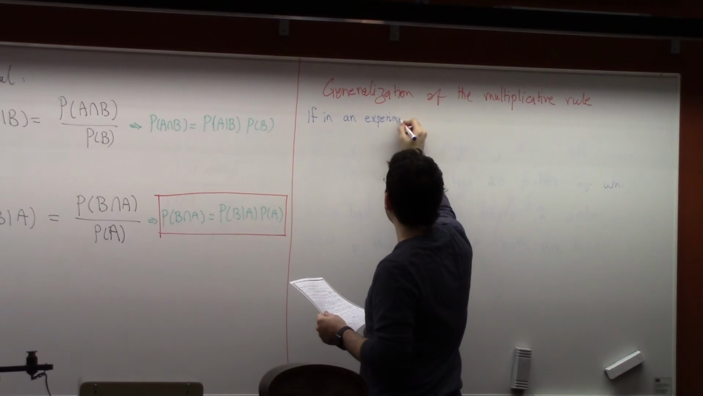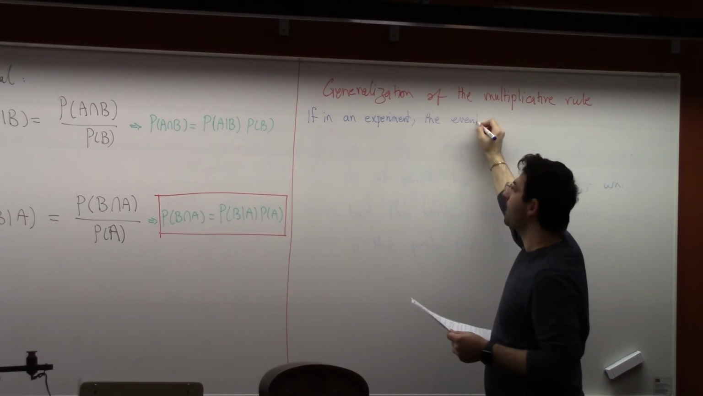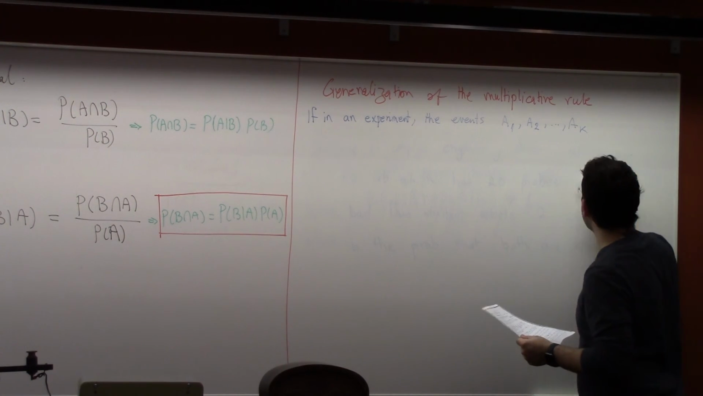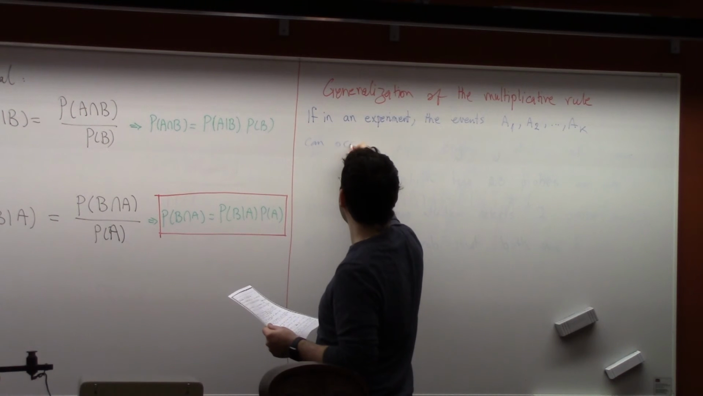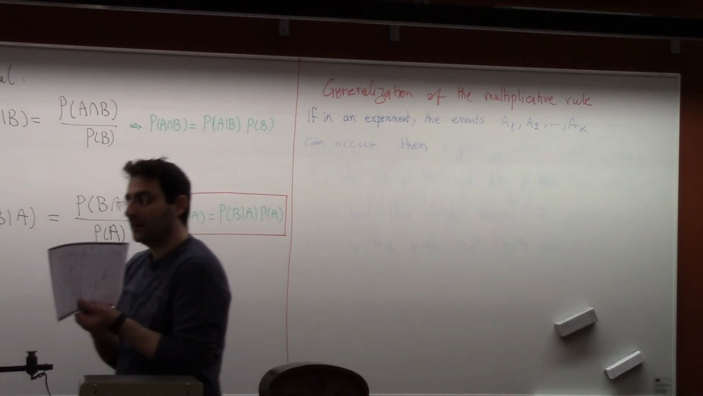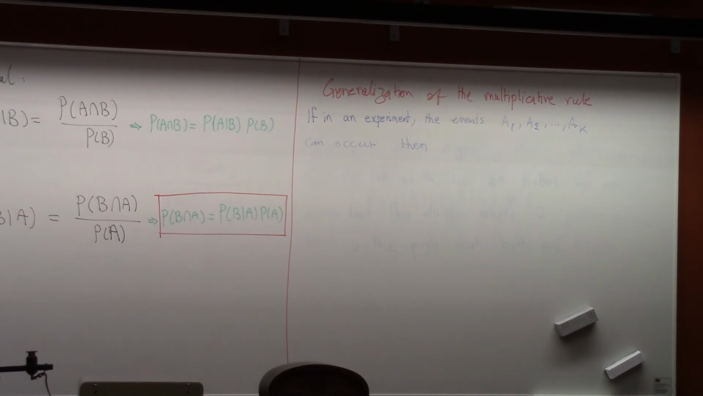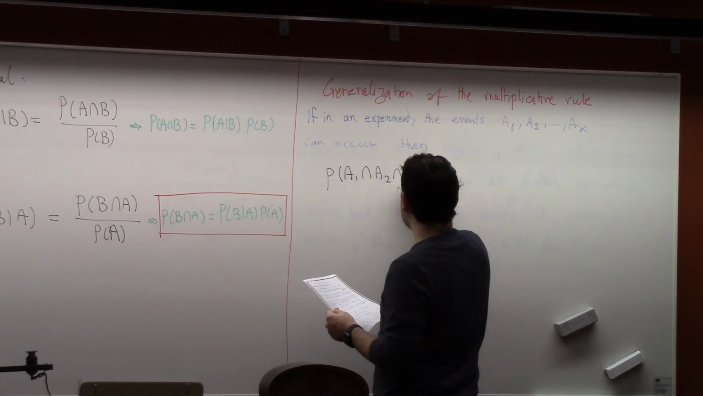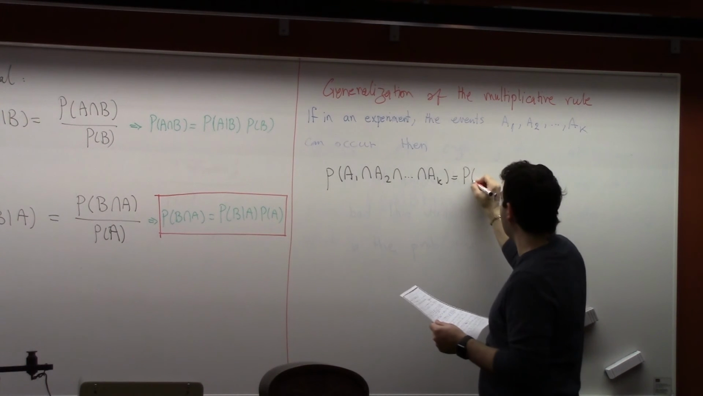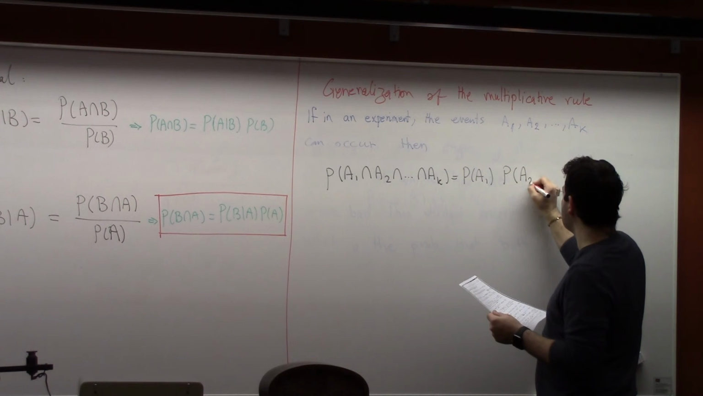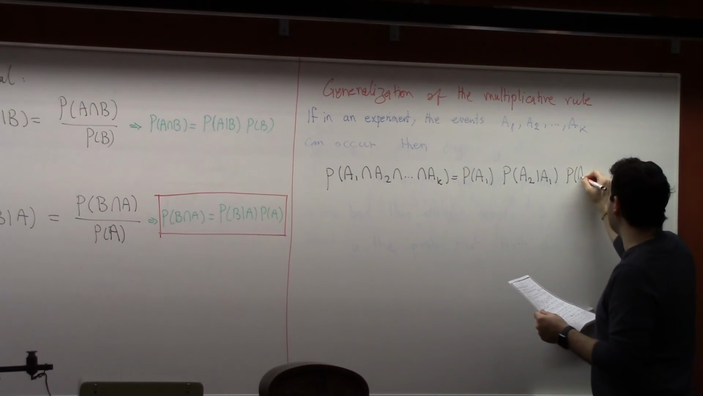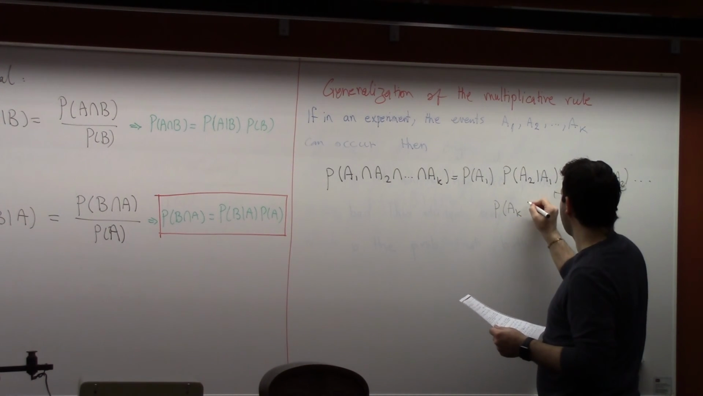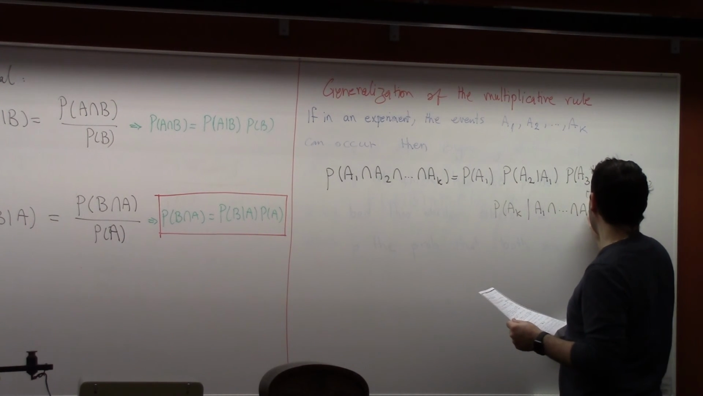If in an experiment the events A1, A2 till AK can occur, then the probability of A1 intersected by A2 intersected till AK is the probability of A1 multiplied by probability of A2 given A1, multiplied by probability of A3 given A1 intersected by A2, multiplied by probability of AK given A1 intersected till AK minus 1.